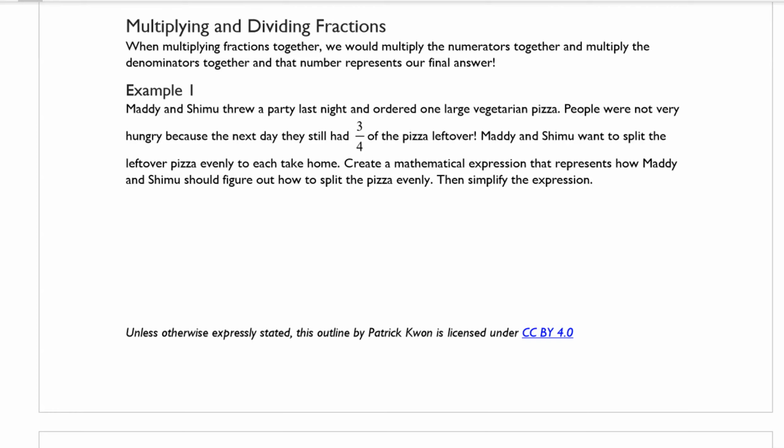Let's talk about multiplying and dividing fractions. When multiplying fractions together, we would multiply the numerators together and multiply the denominators together, and that number represents our final answer, assuming it is in reduced form.